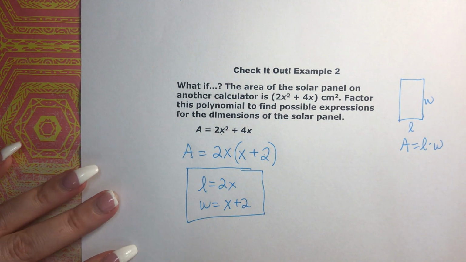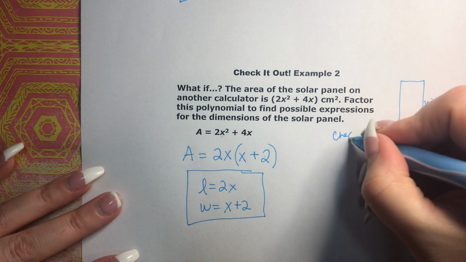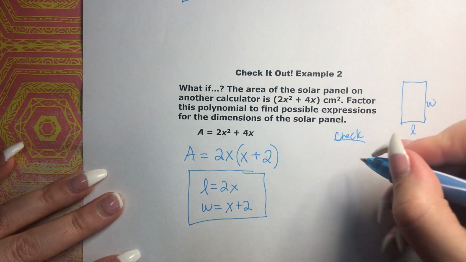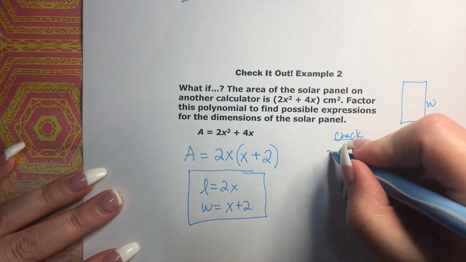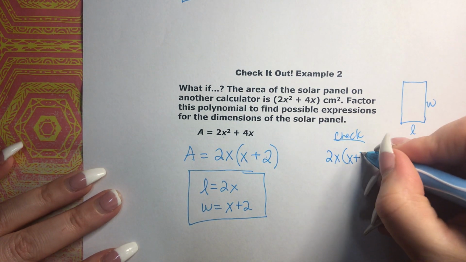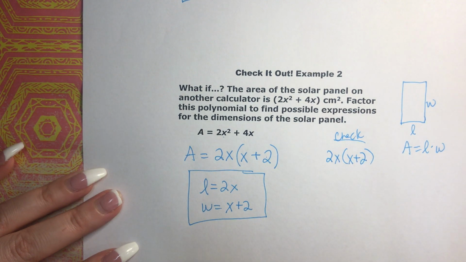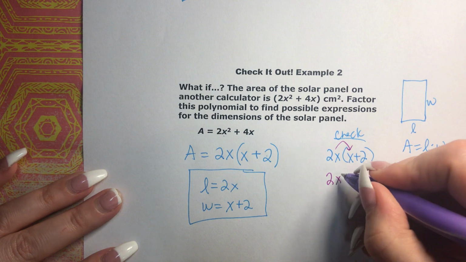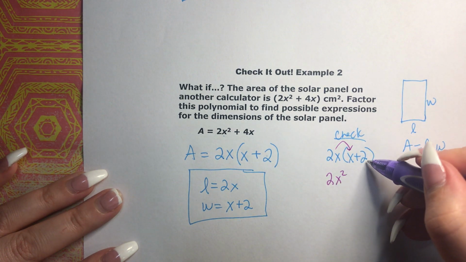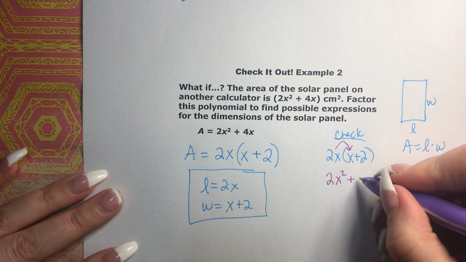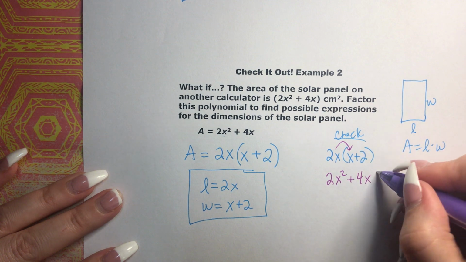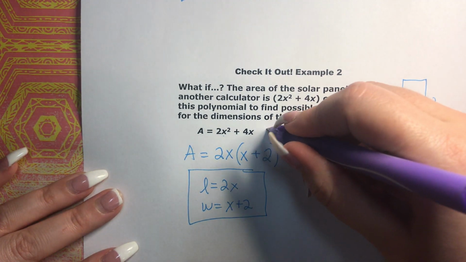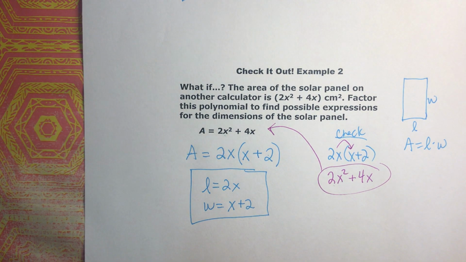But I want to check this, okay? So I'm going to check it. I'm going to write this 2x, x plus 2. Okay, so we're going to do that distributive property. 2x times x is 2x squared, and then 2x times 2. 2 times 2 is 4, and then there's an x, and so we want to see if this is the same. 2x squared plus 4x, and it is, so that's perfect.